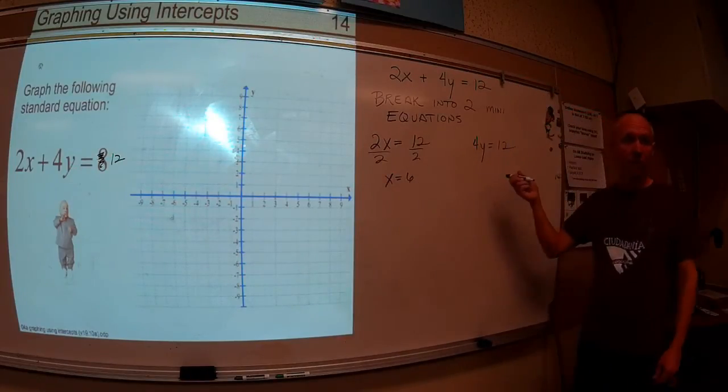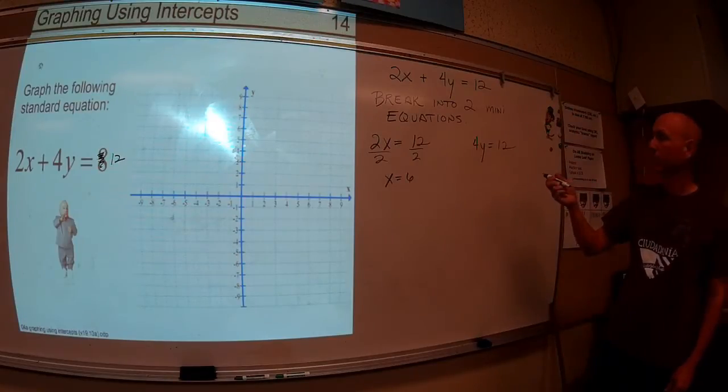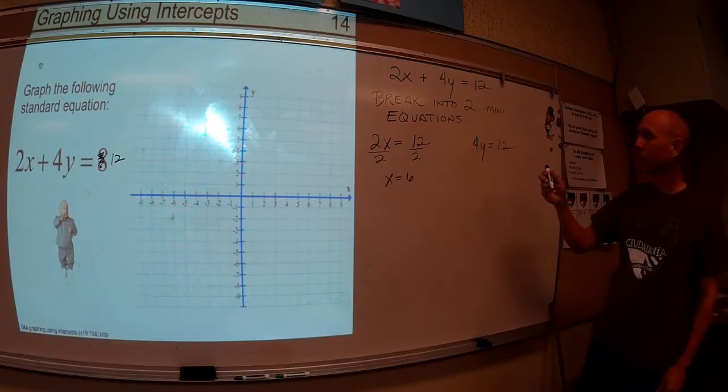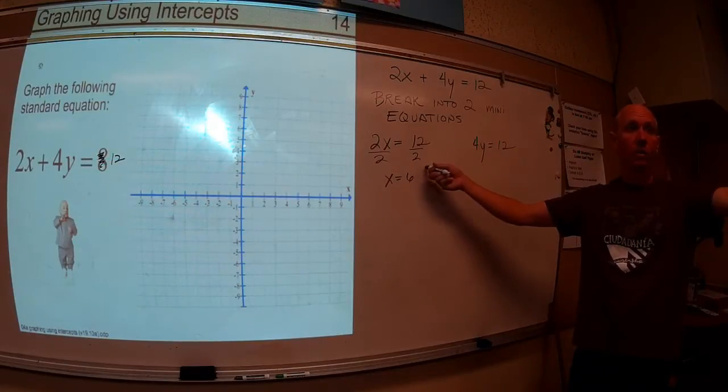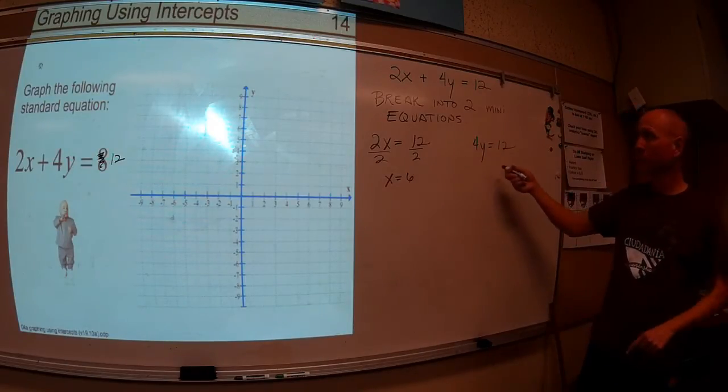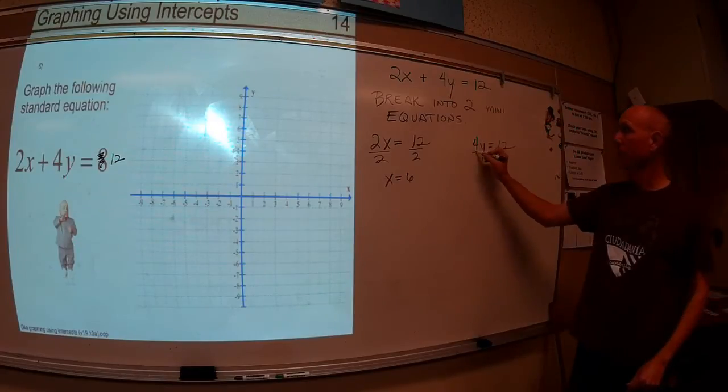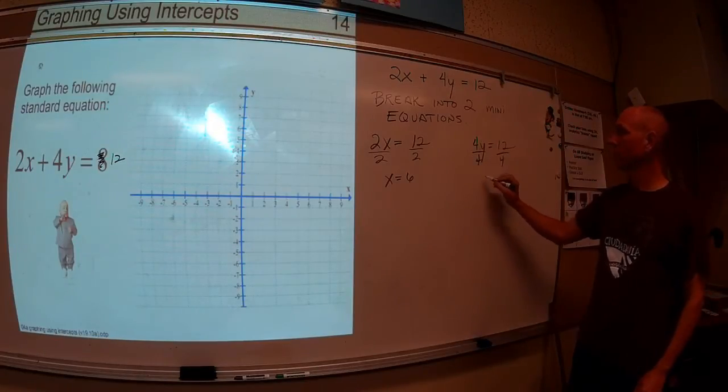Okay, this one is the same idea. Divide 4 by 12. Brooke, tell me what you did right here. Listen to her. Divide both sides by 4. Dividing both sides by 4. And what does that give me?